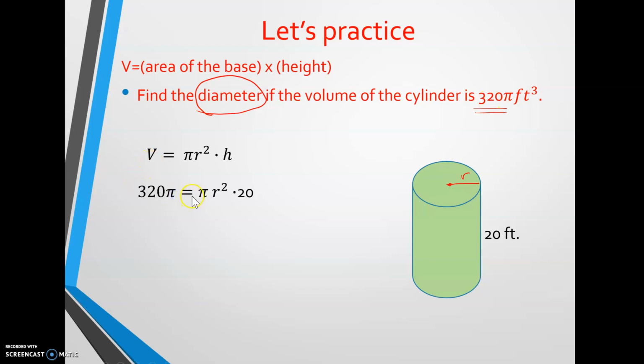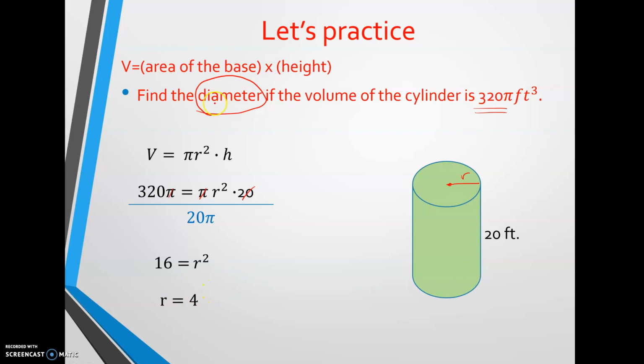So I get 320 pi is equal to pi r squared times my h, which I know is 20. From here, I'm going to divide both sides by 20 pi. They're telling me pi is inside this 320 pi; it didn't actually multiply it out, so that's why I'm going to have a pi here. So my 20 and my pi cancel here, and my pi cancels here. 320 divided by 20 means r squared is going to be equal to 16. So r is equal to 4, the square root of both sides.